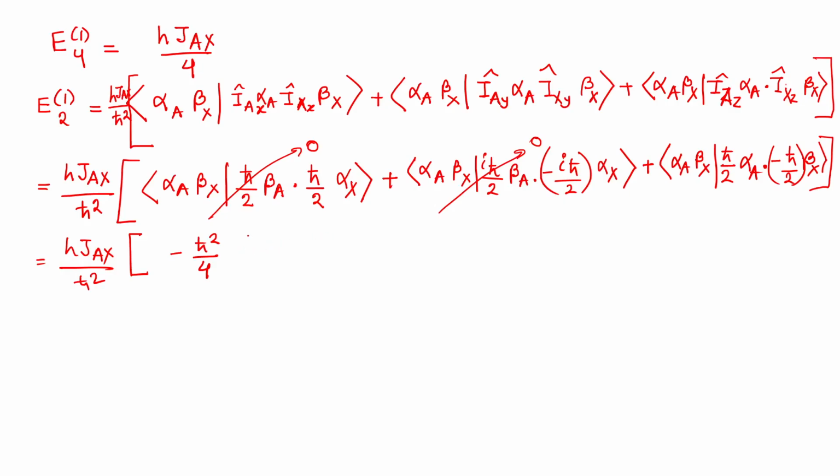And then that is going to survive. So this is minus hJx/4. What do you think it is going to be similarly for the third state, like beta A, alpha X? The first two terms are again going to be 0. Beta A, alpha X, that is again stabilized by the same amount.